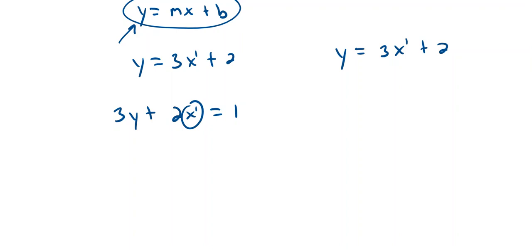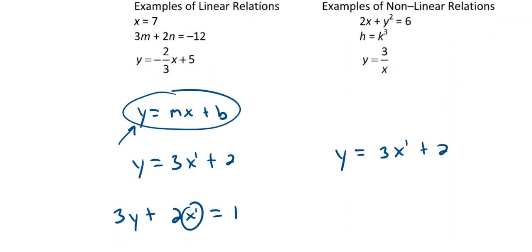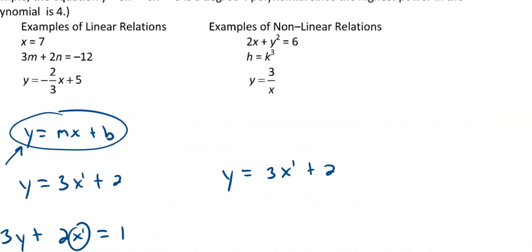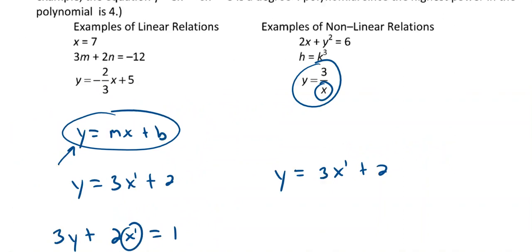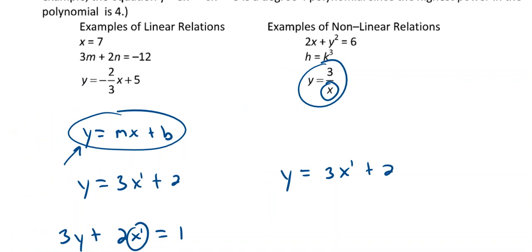All right. Other examples where it couldn't be linear. Even though this one was just x to the 1, it can't be in the denominator. That would mess things up. It's got to be able to be written in this form, y is equal to mx plus b.